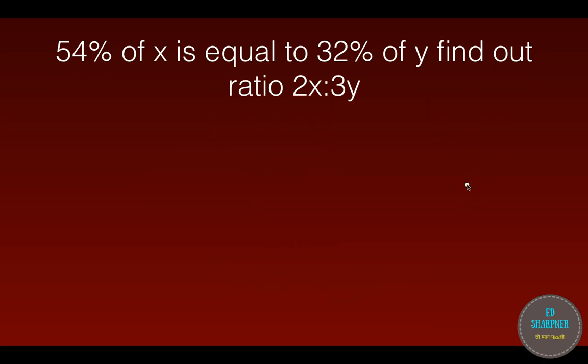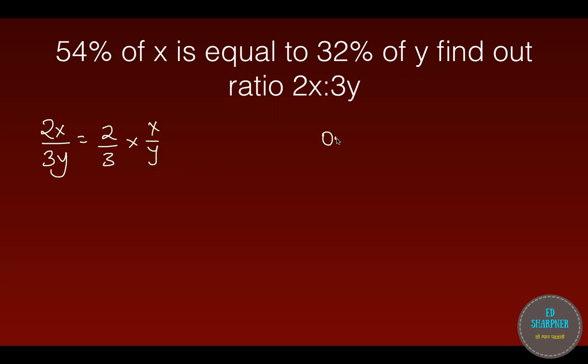And I have written percentage of X and percentage of Y. So 54% of X is equal to 32% of Y. Find out the ratio 2X is to 3Y. Let us first write down what we need. We need 2x divided by 3y, which is basically 2 over 3 times x over y.